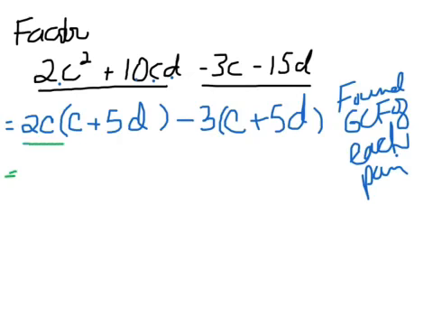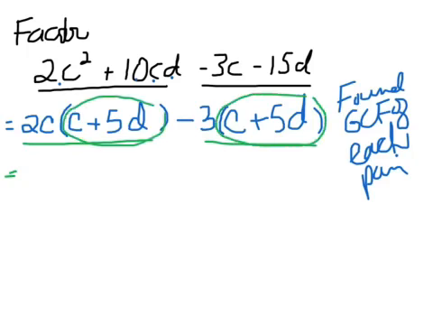Because this is now one big term, and this is one big term, but look, they have this C plus 5D in common. That's usually what happens with these problems. So I can take out the C plus 5D. Now what do I have left?